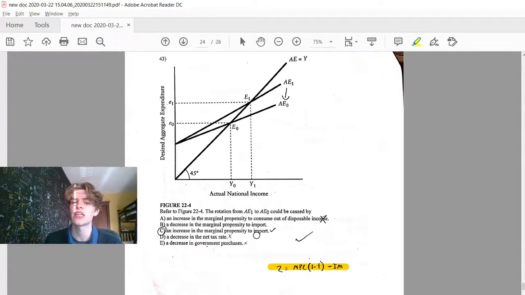An increase in the marginal propensity to import. Well, if this number is getting bigger, then the Z is getting smaller, so that works. A decrease in the net tax rate. That would make this first number here bigger because we're taking a smaller number away from 1, so that would increase the slope again. And a decrease in government purchases would shift the whole line down parallel. It would be a parallel shift, so it's not that. So it has to be C.